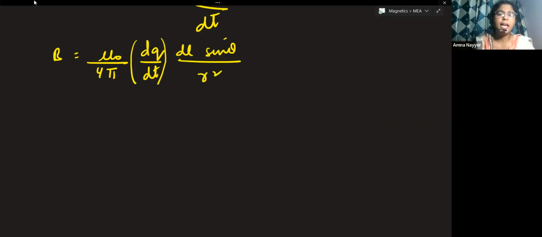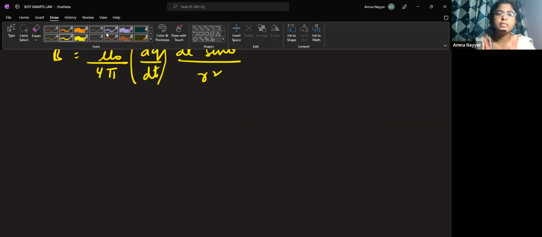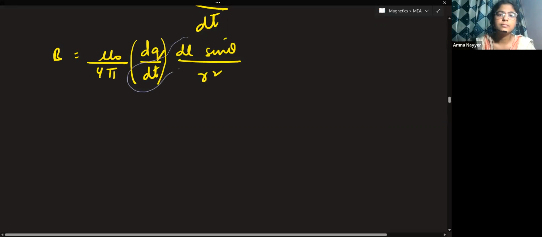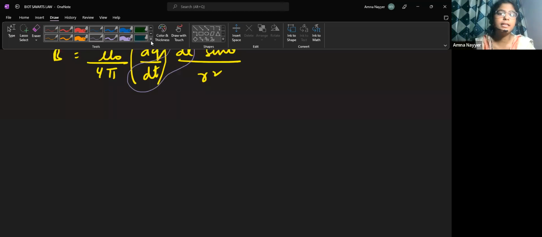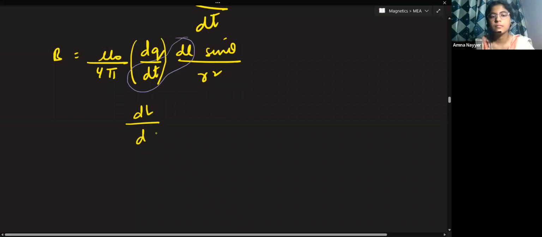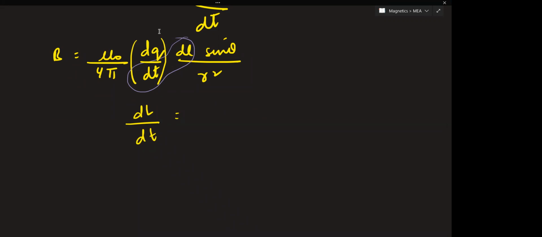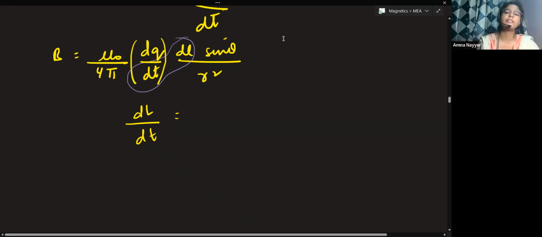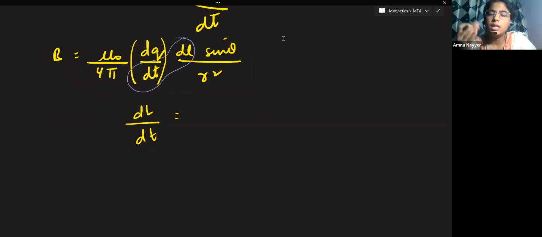Now, can anyone tell me what is this quantity, dl divided by dt? Ma'am, is it velocity? Yes, sir, exactly. He is correct. Velocity. The current element is basically the distance that we take. SI unit is also meters, no? So distance divided by time gives velocity.